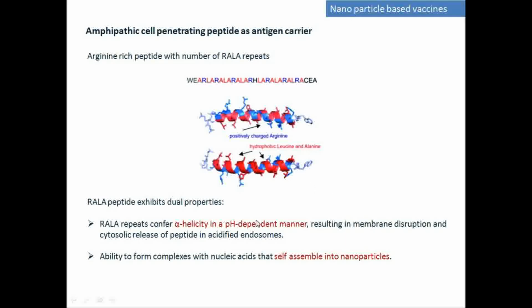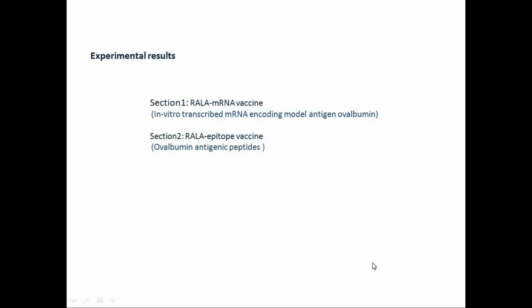In addition to this alpha helical complex, when you combine this peptide with your nucleic acid, it can form nanoparticles. Based upon these designer cell penetrating peptides, in order to have specific vaccines, we have used in vitro transcribed mRNA, where we use the model antigen ovalbumin.